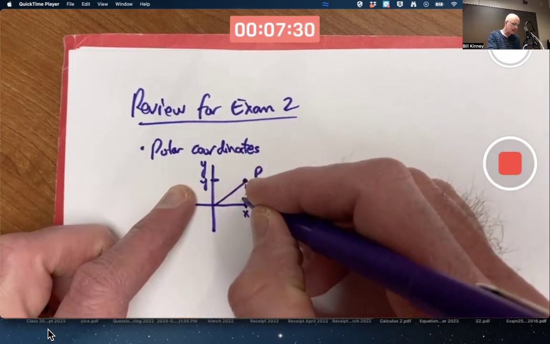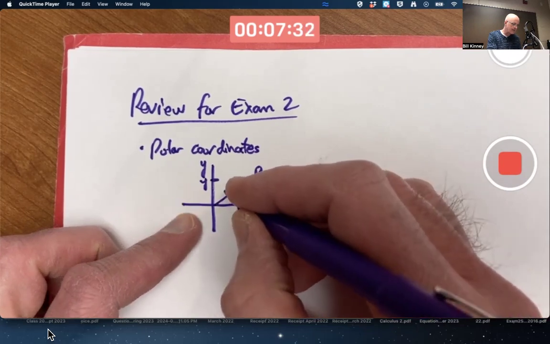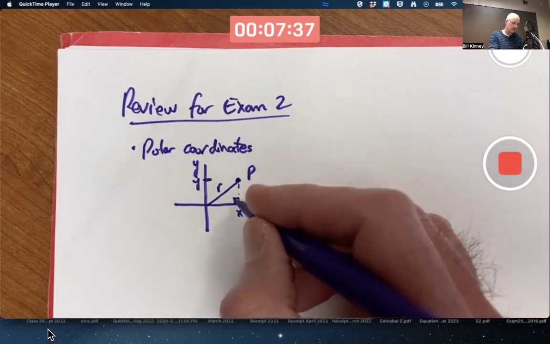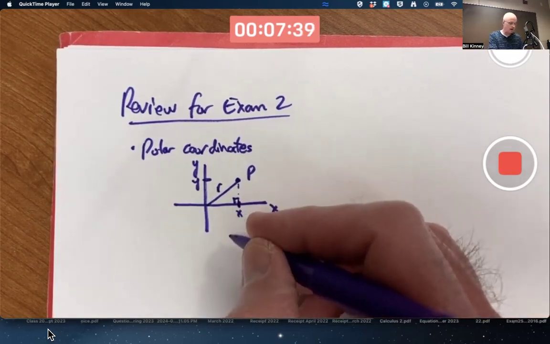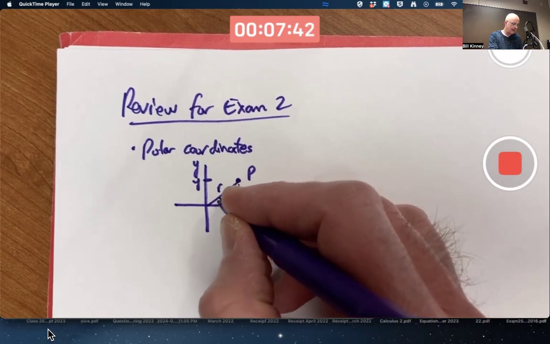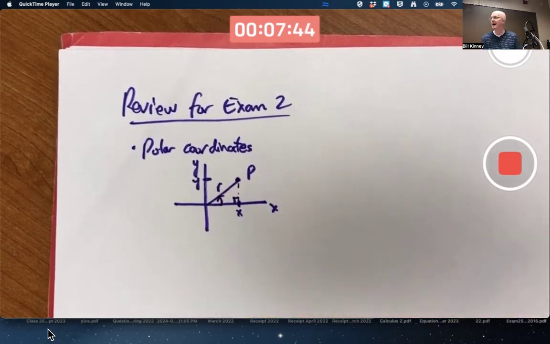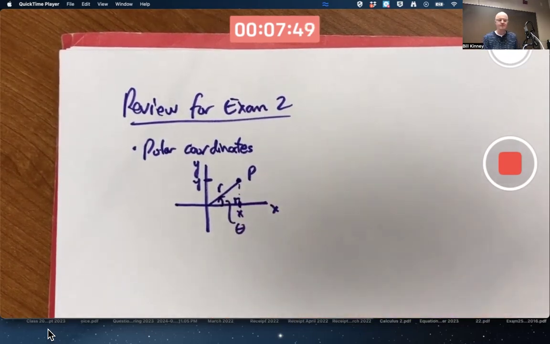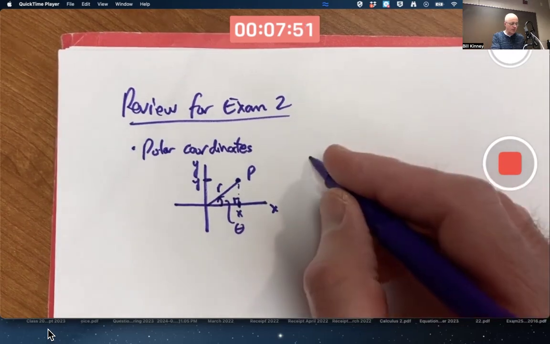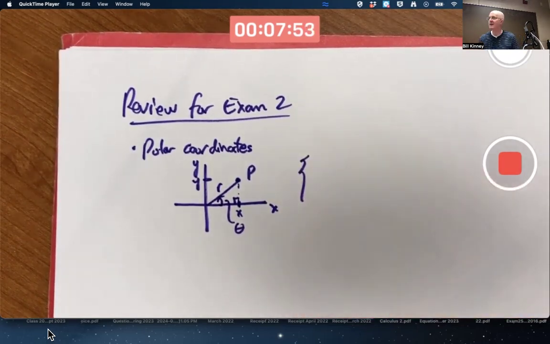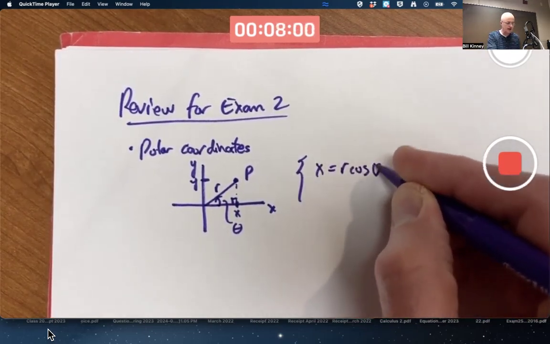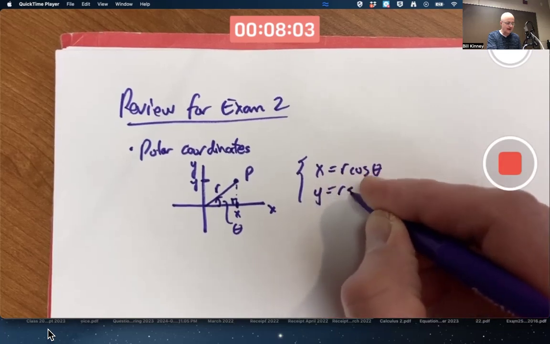If you draw a right triangle in here, the distance along the hypotenuse of that right triangle is the polar coordinate r, and the angle that the line segment there makes with the positive x-axis is the polar coordinate theta. To convert from polar to rectangular is the easier one. You can just use these equations directly. x is r cos theta, y is r sine theta.